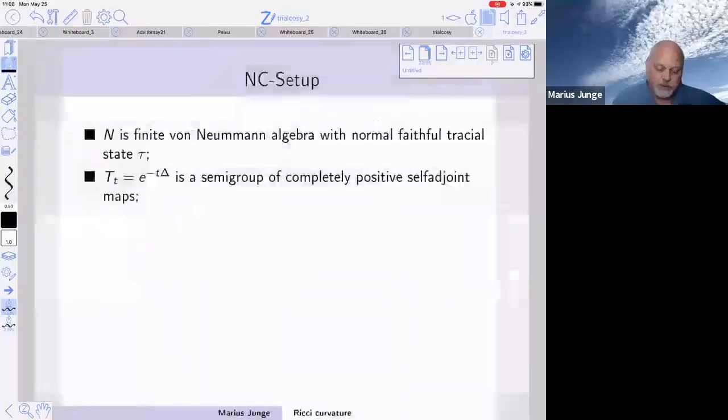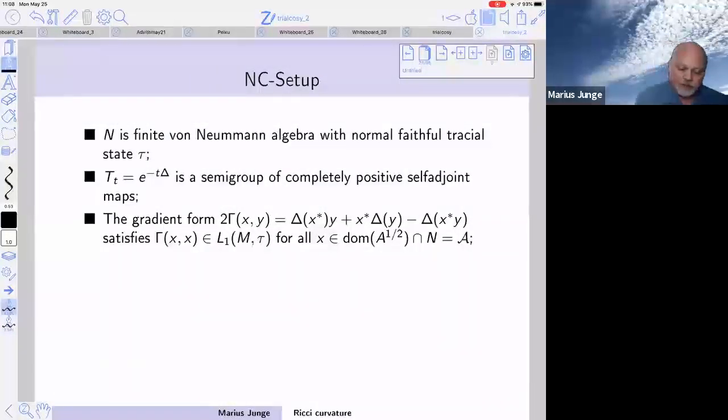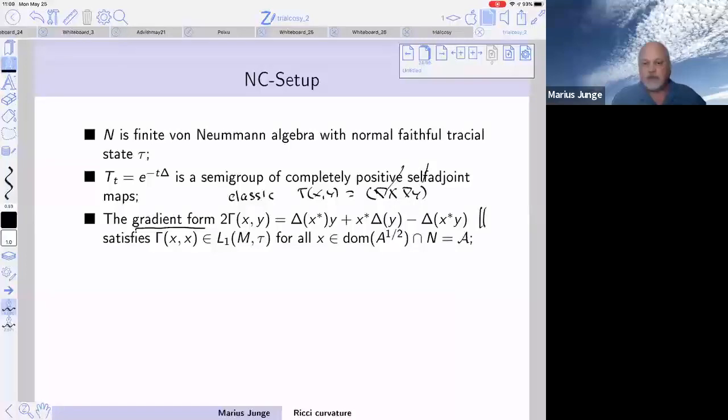With such a semigroup, we get some data delivered, which is called the gradient form. So the gradient form, 2 times gamma of x, y is delta of x star y plus x star delta of y minus delta of x star y. So it sounds very funny the first time you see it. In many ways, it's somehow how far is a generator away from a derivation. It's an interesting expression. It's called carré du champ by Paul-André Meyer. It really is, in the classical case, gamma of x, y is just the inner product of gradient x and gradient y, and these here are functions, of course, not points, right? So it's an imitation of that, and this is how it works, and that's how you should understand it.